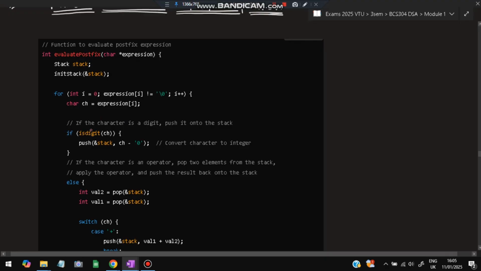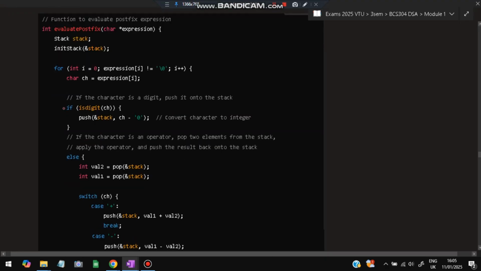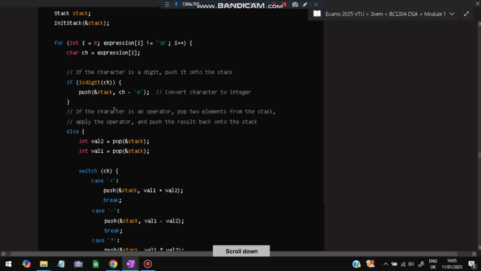What we are checking is whether the character is a digit; if so, push it into the stack. There are some rules. If it is a digit, push stack ch minus 0. We are converting it into an integer and then pushing it into the stack, meaning inserting it. Next, if the character is an operator, pop two elements from the stack, apply the operator and push the result back onto the stack.